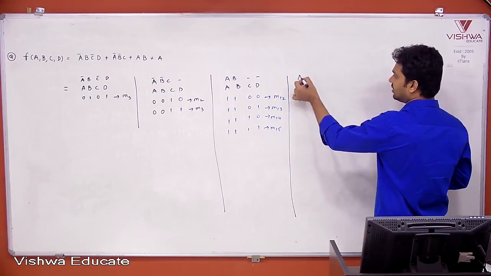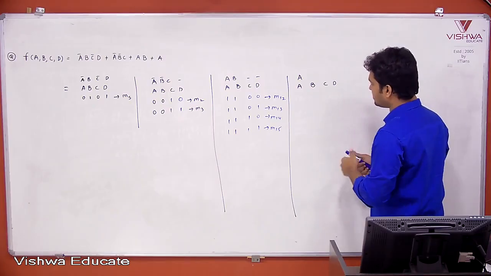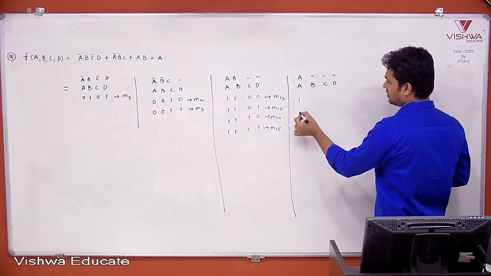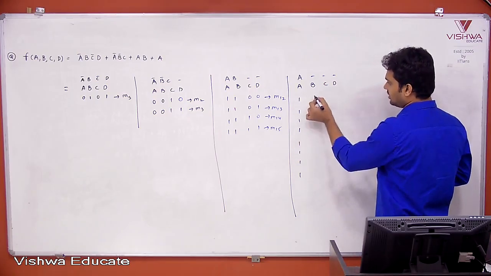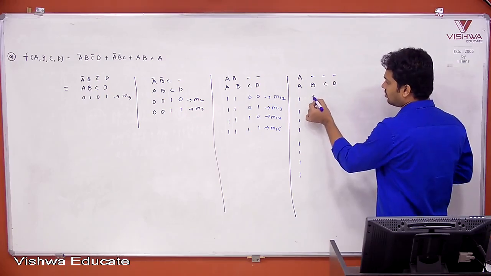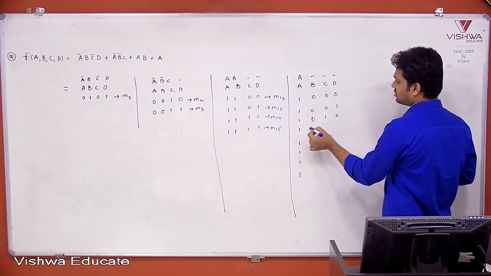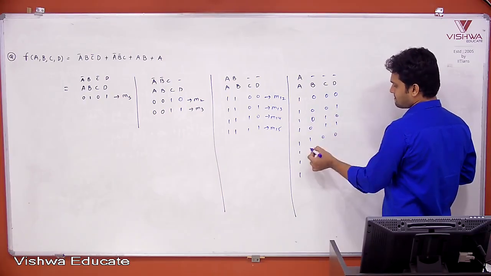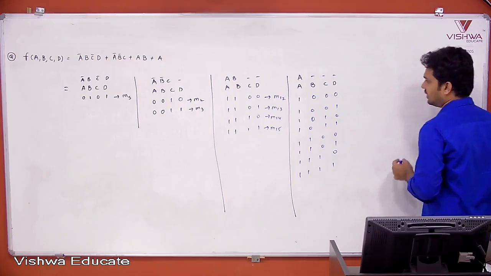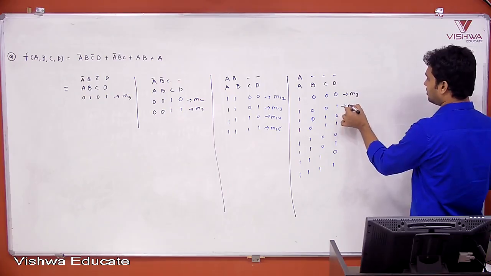Lastly, A. In terms of A, B, C, D can be anything. So A must be 1. B, C, D can be anything, which means B plus B bar, C plus C bar, D plus D bar will give 8 possible combinations. So B, C, D can be all zeros to all ones. Then it is equal to minterms 8 to 15.